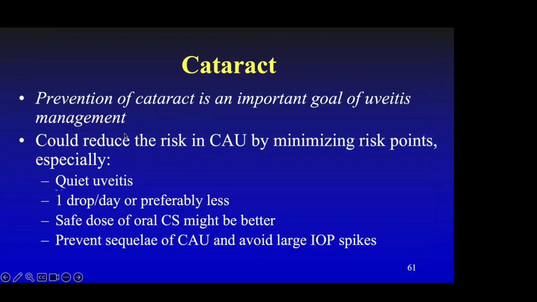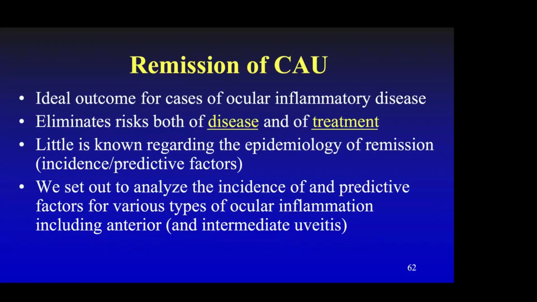So prevention of cataract then is an important goal, and we could reduce the risk in our chronic anterior uveitis cases by minimizing risk points, especially to quiet the uveitis. Use 1 drop a day of prednisolone acetate or equivalent or less, preferably less, and possibly a safe dose of oral corticosteroid might have a better risk profile. We'll see from MUST that it is relatively safe at low doses, and prevent sequelae as much as possible. And if we could cause the uveitis to remit, or if it's a recurrent or primary acute anterior uveitis remitting case, the risk will be less. I'm going to mostly talk, except for MUST, just showing the abstract.